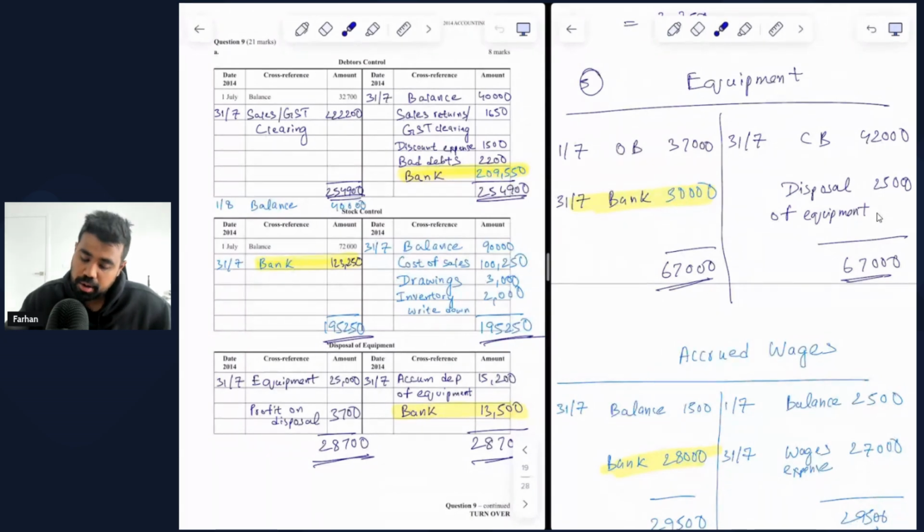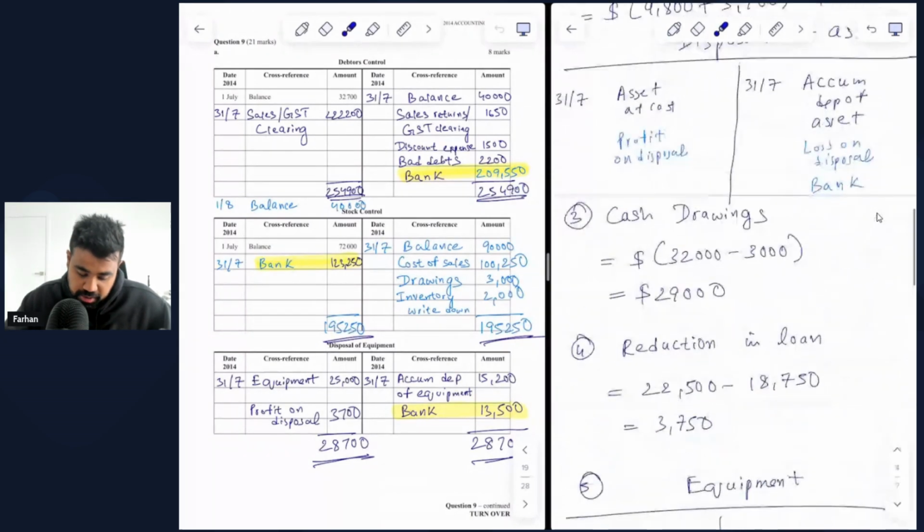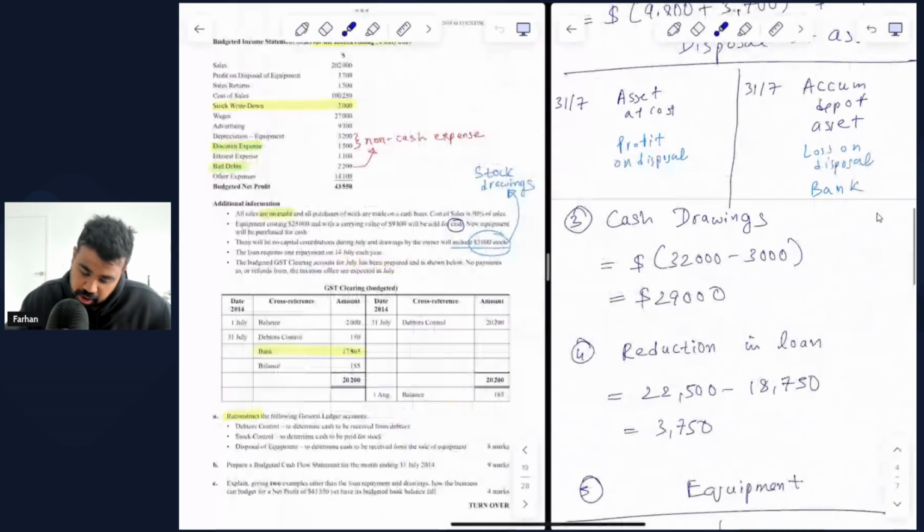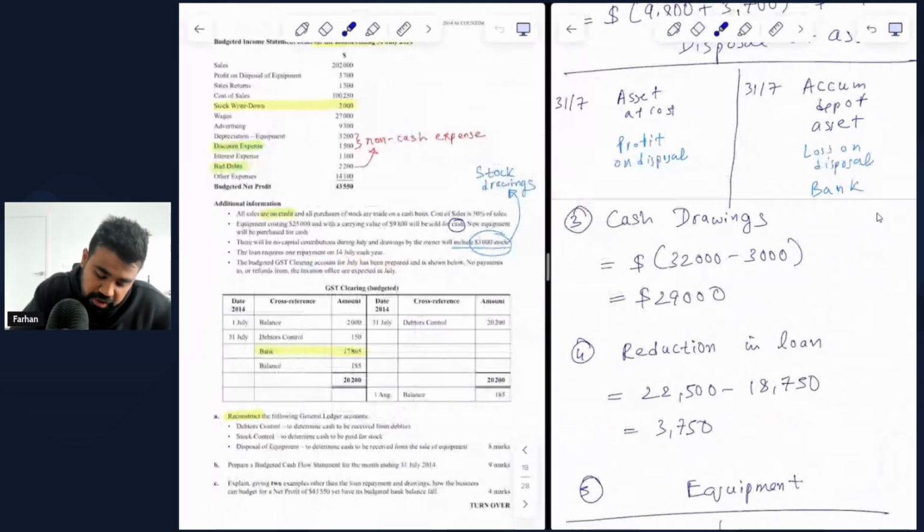All right. Now let's see what else do we have. So the third additional information says that there will be no capital contributions during July, and drawings by the owner will include $3,000 in stock. So we have obviously taken care of the stock drawings, which is the inventory drawings, but there's still something else to do. We understand that this could be used as a financing activity.